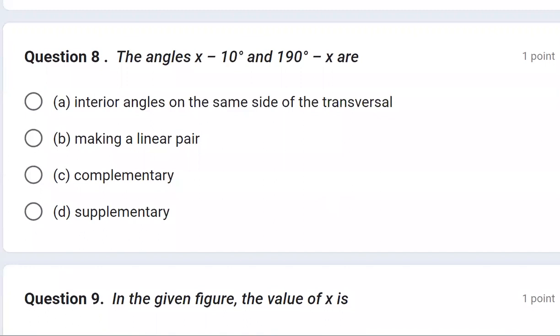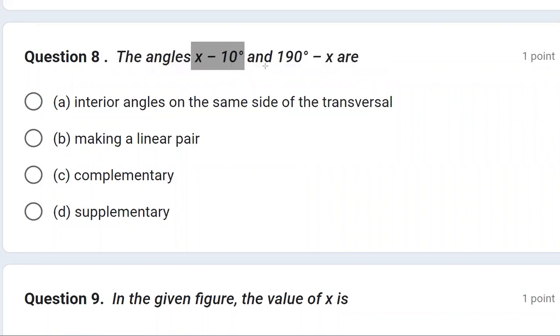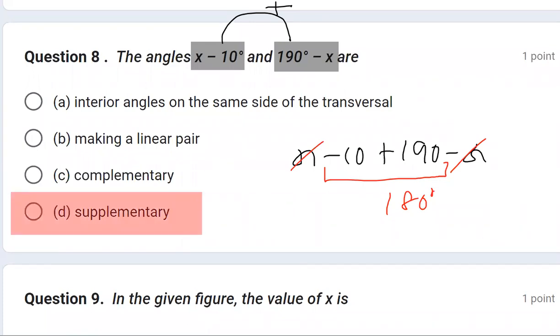Very similar question. Here we have to find again what kind of angles these are. Here too we can add these two angles. One is x minus 10, the other is 190 minus x. When we add, x and minus x get cancelled. So minus 10 plus 190 will give you 180 degree. As you know, if the sum of two angles is 180 degree, they are called supplementary angles. This is the correct option.